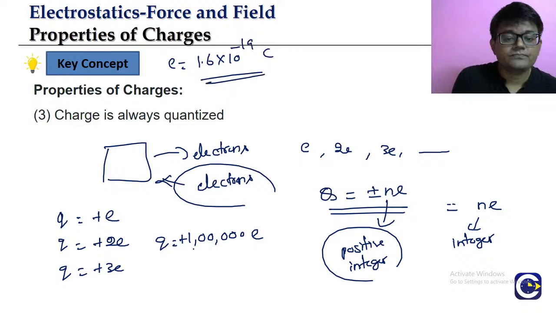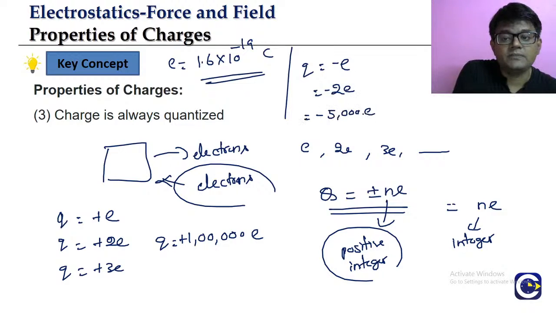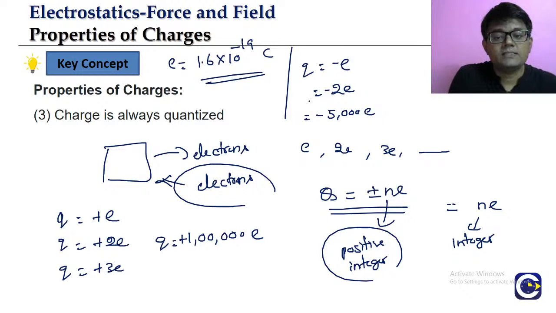Okay? If it is gaining electrons, gaining 1 electron means the charge will be what? Minus e. Gaining 2 electrons means minus 2e. Gaining 5000 electrons means what? Minus 5000 into e. Okay, so always the total charge on the object will be equal to what? Plus or minus n into e, where n is what? Positive integer. E is what?